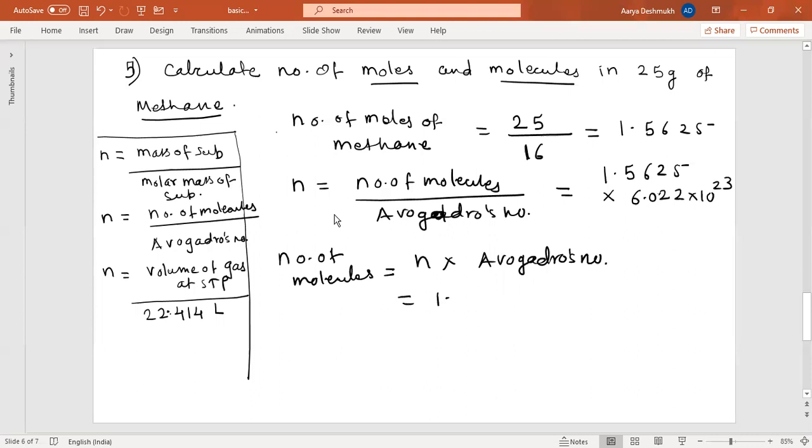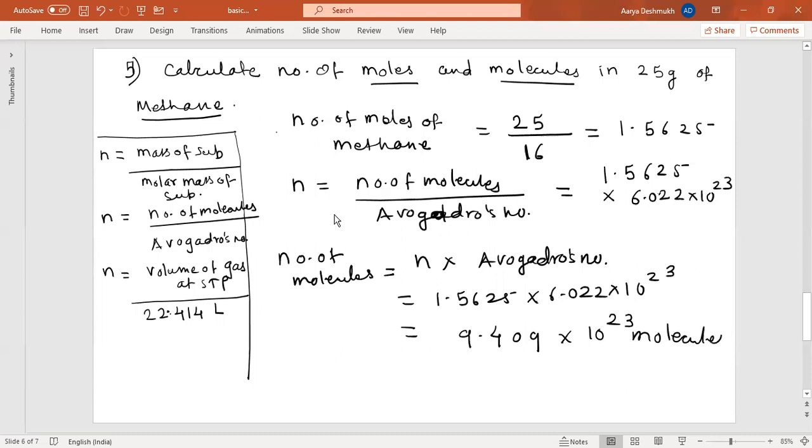So which is equal to 1.5625 into 6.022 into 10 raised to 23, which is coming out to be 9.409 into 10 raised to 23 molecules. So this is the way you can solve the problems.